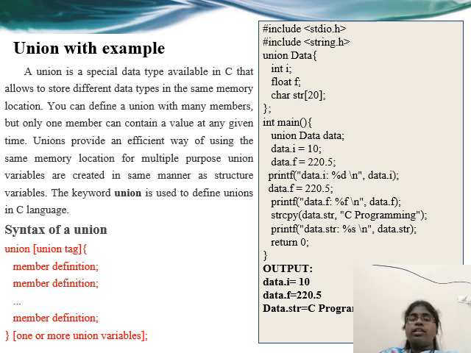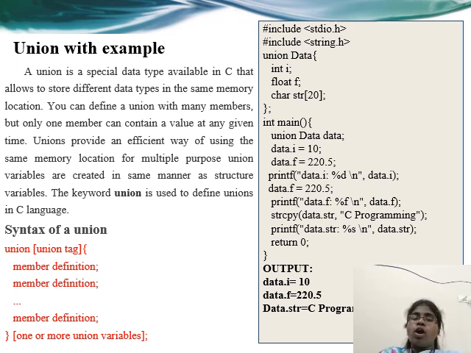Then we go to the string copy. Using strcpy on data.str, we copy "C Programming" in double quotes. Then we go to the print statement: data.str %s \n, then data.str. Then we go to return 0 and close the curly brace. This indicates the given program is completed and tells the compiler to stop the program.